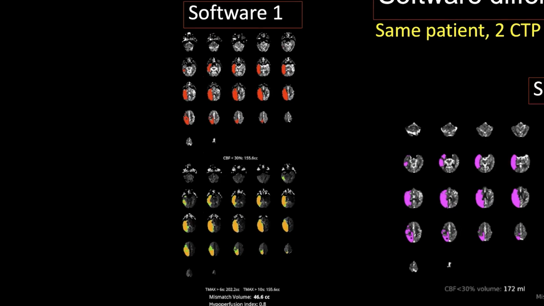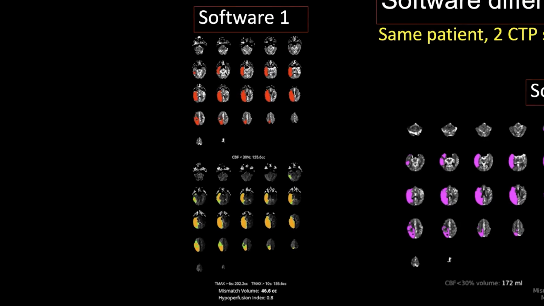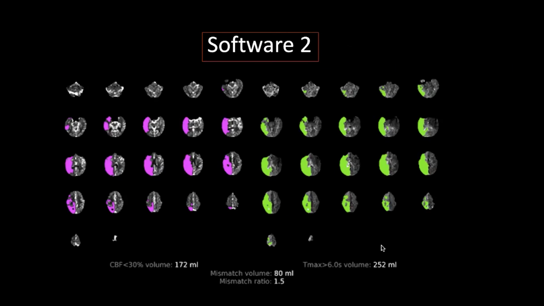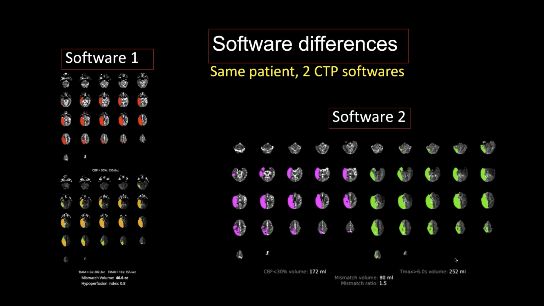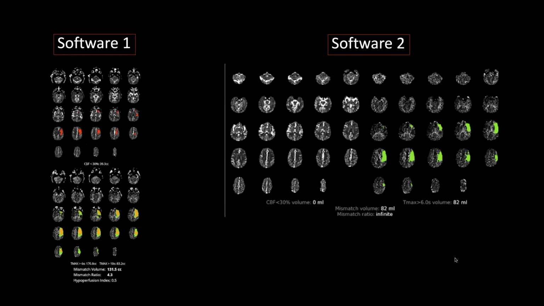Software 1 is giving me a large core, large penumbra. Software 2 is giving me a similar kind of appearance. This seems like a large predicted core and almost like a match defect. Now, if I look at the exact volume, software 1 is saying 155 cc's of CBF, the other one is 172. The actual numbers are not going to match, period. Remember, we said there is going to be vendor differences.